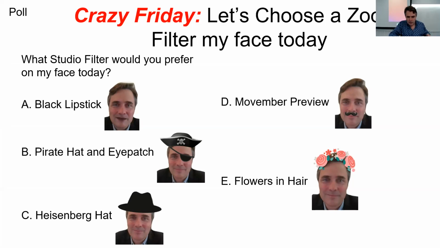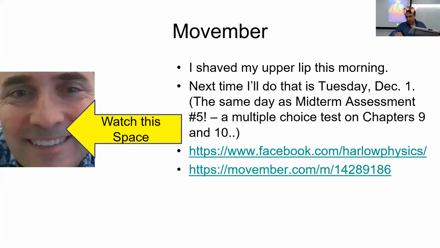Share results. So 169 of you voted for flowers and hair. Okay, that's fine with me. Let's do video filter. Okay, good. So the other thing that's going to happen here, I said there was something about Movember preview. So I did shave this morning, but I'm going to try to grow a mustache for the month of November.